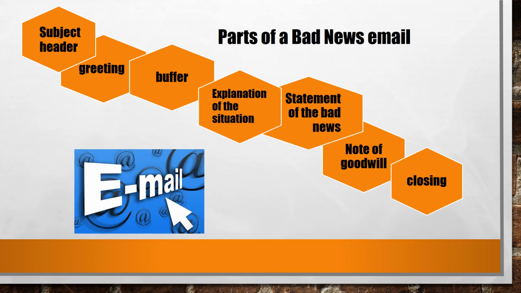After the greeting follows the buffer. A buffer is a neutral introduction to the topic of the message. After the buffer follows an explanation of the situation. After the explanation of the situation follows the bad news statement. After the bad news statement, more explanations are given and instructions on what the readers should do. After that follows the last paragraph, which contains the note of goodwill and a reference to the future. And the last part would be the closing.